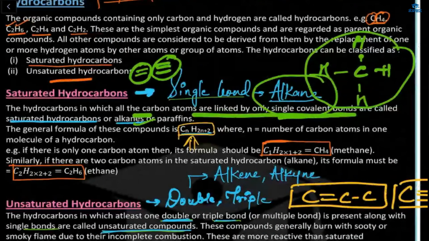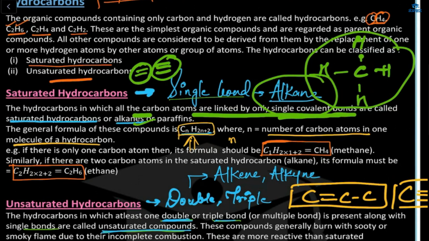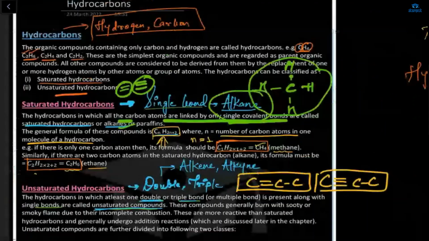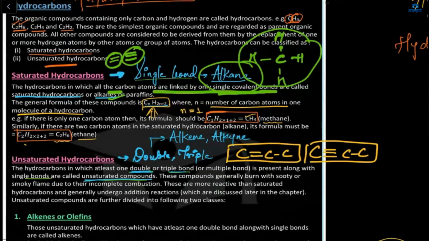Now here, n is the number of carbon atoms in one molecule. If we put the value of n equal to 1, then it will be CH4, which is known as methane. And if we put the value of n equal to 2, it will be C2H6, which is ethane. So saturated means single bonds, which are known as alkane hydrocarbons.